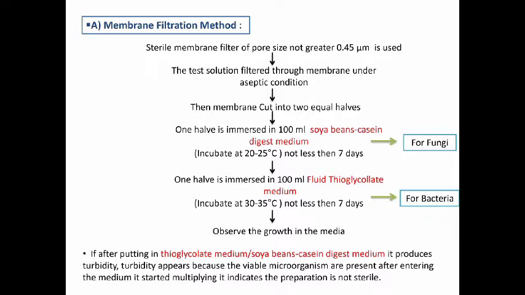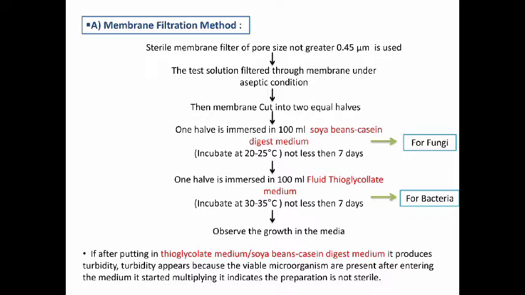One half is immersed in 100 ml of soybean casein digestive medium for fungi, which can be incubated at 20 to 25 degrees Celsius, not less than 7 days. And one half is immersed in 100 ml of fluid thioglycolate medium for bacteria, which can be incubated at 30 to 35 degrees Celsius, not less than 7 days. Then observe the growth of media.